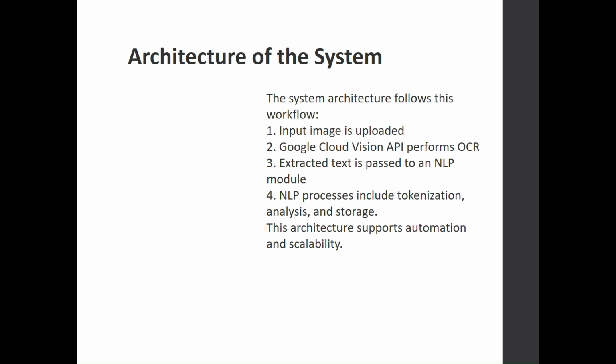Architecture of the system. Let me walk you through the architecture of how the entire system works. Step 1. The user submits an image. This could be done through a form, a mobile app, or uploaded to a server. The image is sent to Google Vision API for text detection. Once the text is extracted, it gets passed to the NLP module.